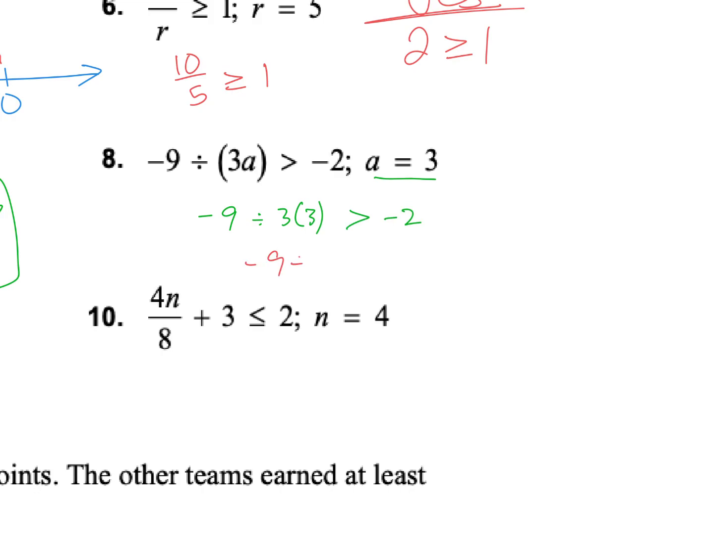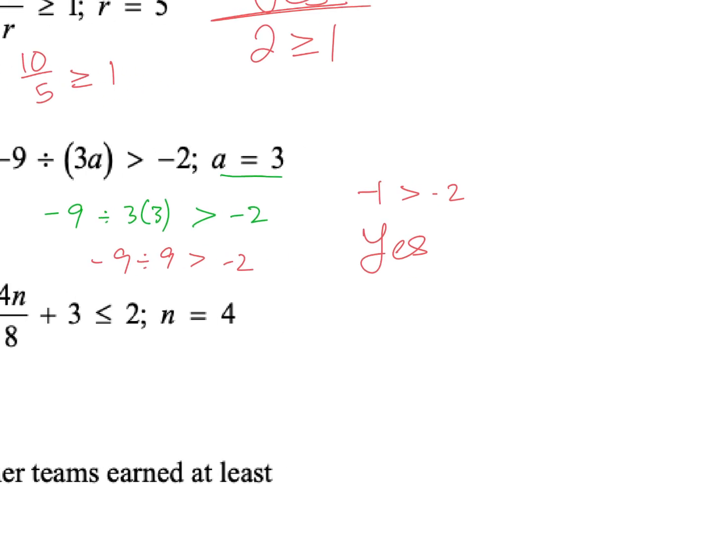-9 divided by 9 is -1. And believe it or not, -1 is bigger than -2. This is where I try to explain, if you're wondering how that's bigger: think of it in terms of money.